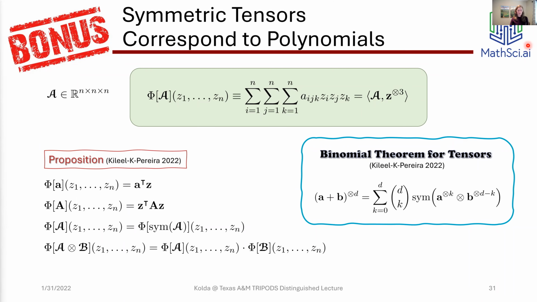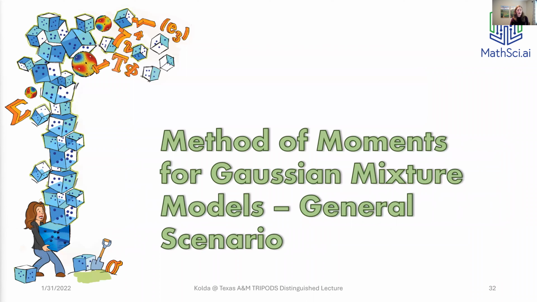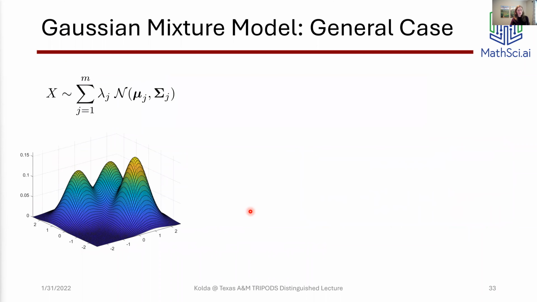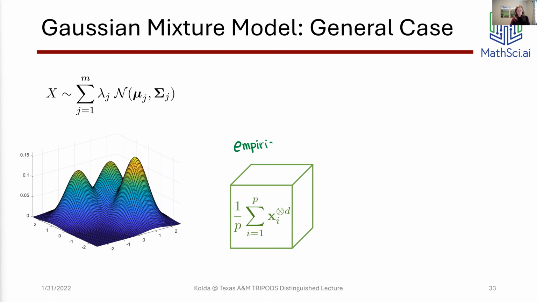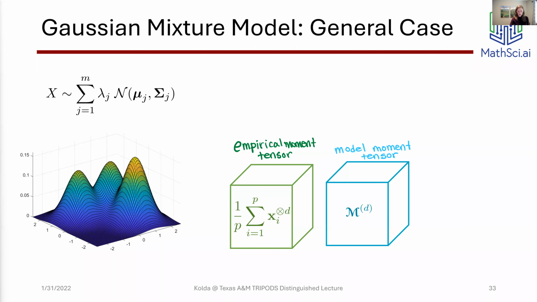Great. All right, so now we'll go back to the Gaussian mixture models and the general method of moments. We want the general case where we have a general sigma_j here. We can compute our empirical moment tensor as before. It's just the average of the d-way outer products of our data vectors. And then we have our model moment tensor.